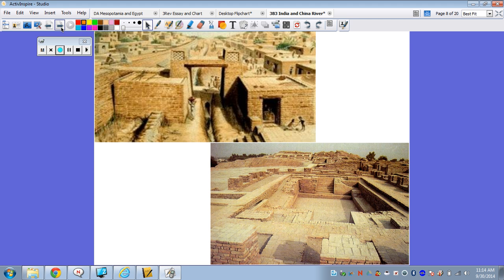This slide right here kind of shows the grid system of the city. The picture on top, you can see it's laid out in a grid formation. And then there's a picture of a bath down there in the bottom picture, and that would have been filled up with water, and then it would have drained through the sewage and plumbing systems that we talked about.